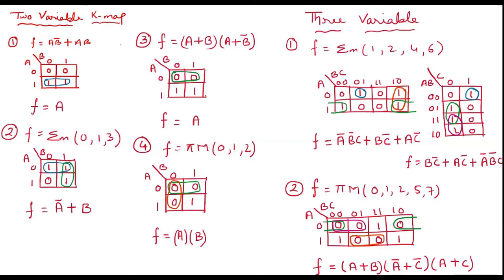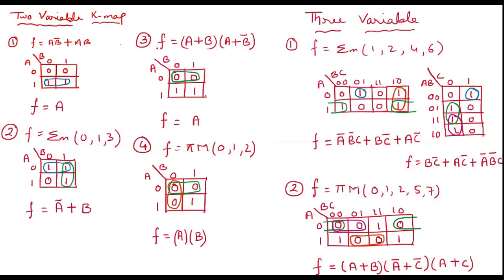So either side is okay. Now for this pair, what is the equation I'm getting? A is constant but B is changing, so I'm getting A complement for this pair, because this is 0, so I've taken A complement. And for this pair, A is changing, B is constant, B is 1, that is B. So A complement plus B is the answer for question number 2.